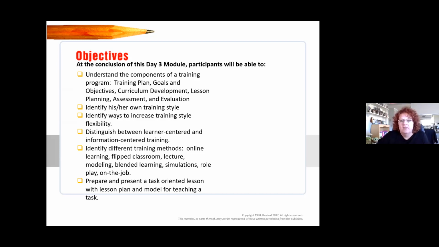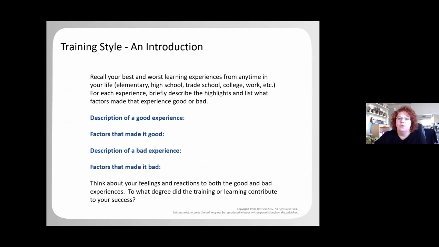Identify different training methods: online learning, flipped learning, simulations, lecturing, modeling, role play, on the job. And prepare and present a task-oriented lesson with lesson plan. You don't have to worry about that right now. That's going to be next class. That'll be when we get to the end of teaching technique 1, but we don't really know when that's going to be yet, but we'll figure it out. One thing at a time. It all works out one thing at a time. So now we're going on to an introduction to training style.